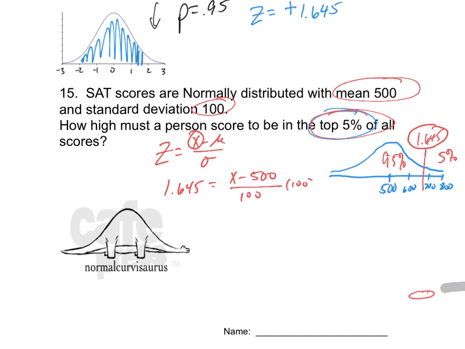If I follow my algebra and I multiply both sides, I get 160, well, let's round this up to 165. Let's do that, or 1.65. So this is going to be 165 equals x minus 500. If I add 500 to both sides, a person will have to score 665 points to be in the top 5%.